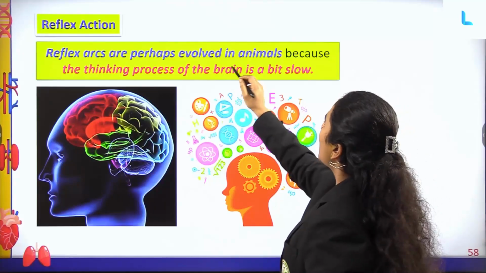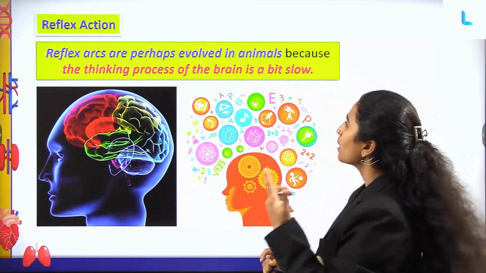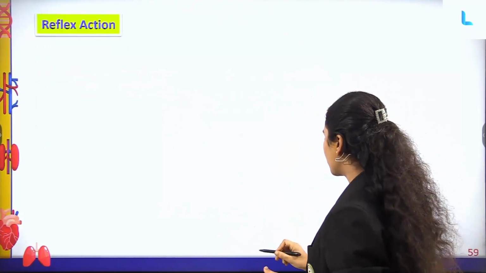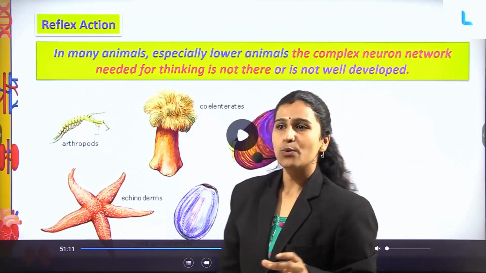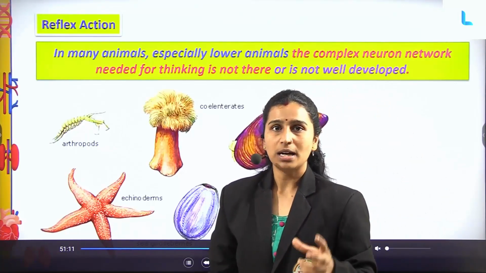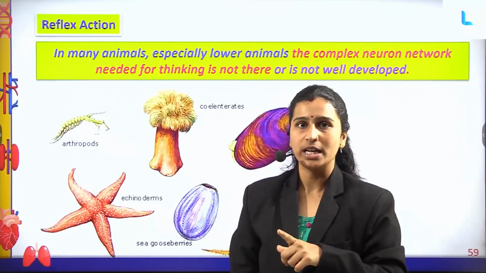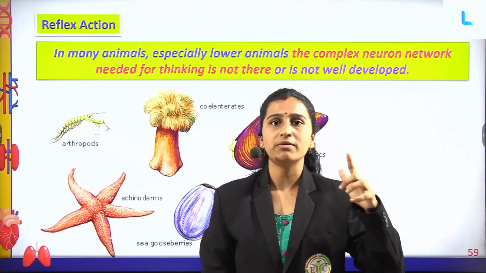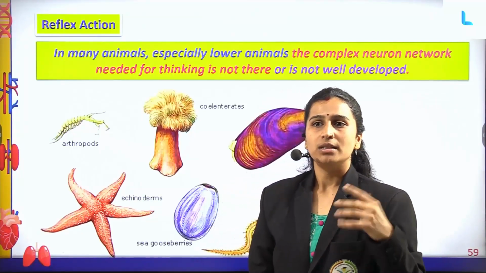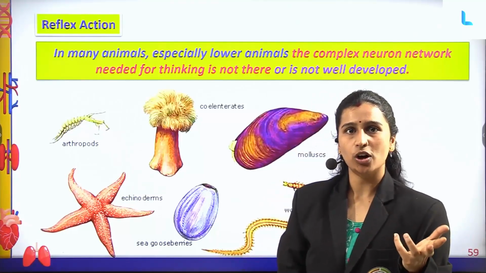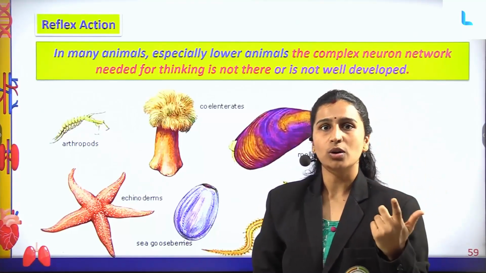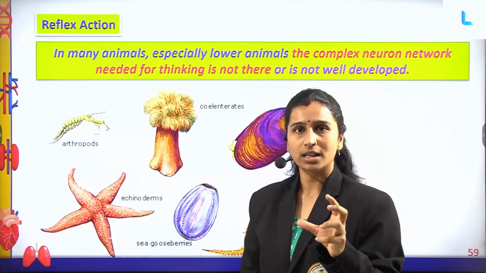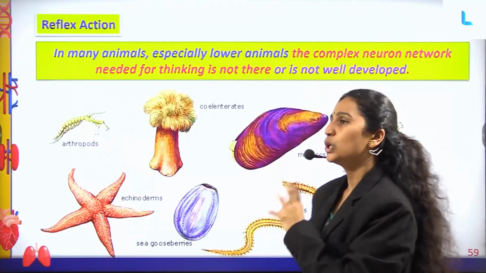Reflex arcs perhaps evolved in animals because the thinking process of the brain is a bit slow. The brain will take time to think, and that is the reason why sometimes we say don't trust your heart but think with your brain. So the brain will think slowly. Whenever you are angry, calm down your emotions by thinking, because your brain will lower the anger. And think before you talk. Why do we say think before you talk? Because our brain will think what to talk and what not to talk. So the brain will function a little slowly because it has to think.